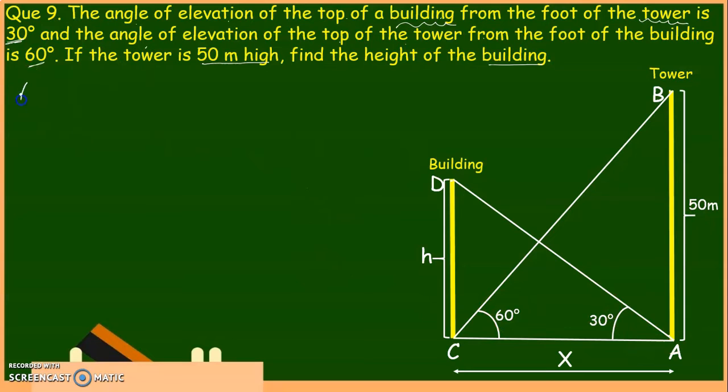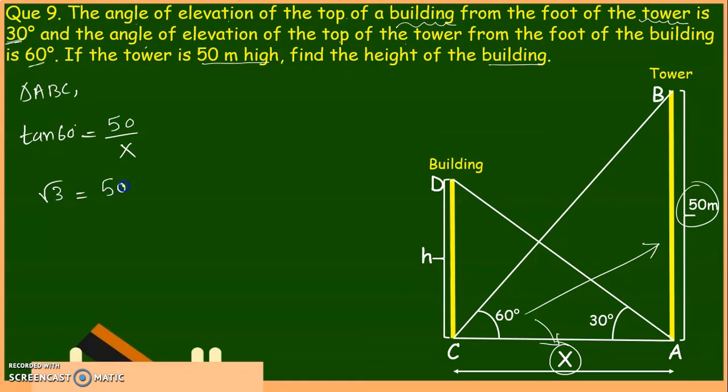So if you consider the triangle ABC, in this triangle ABC, we know this angle C. If you put the formula for tan 60 degree, your opposite side of the 60 degree is 50 meter and adjacent side is x. So we can write tan 60 is equal to opposite side divided by adjacent side. So tan 60 degree is root 3. So we get x equal to 50 divided by root 3.